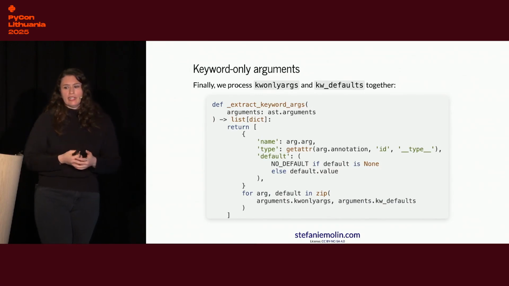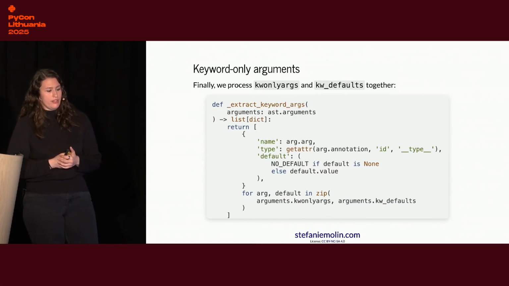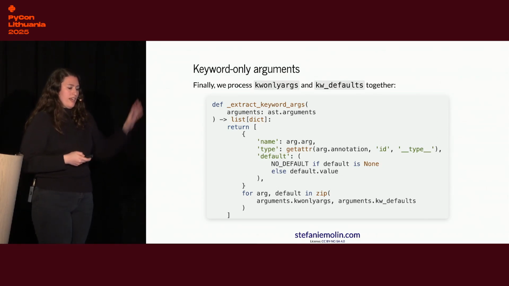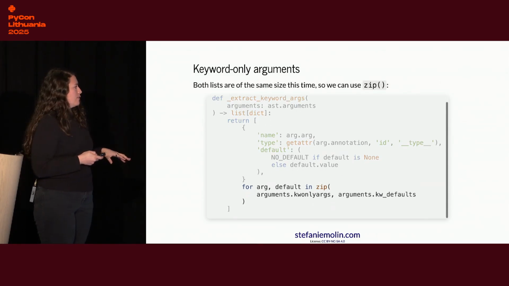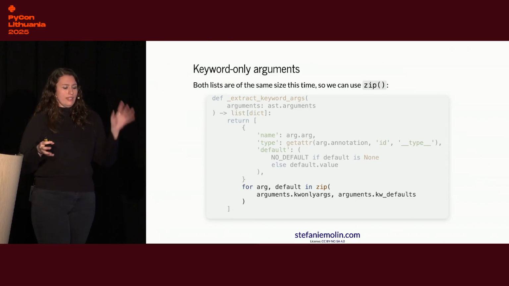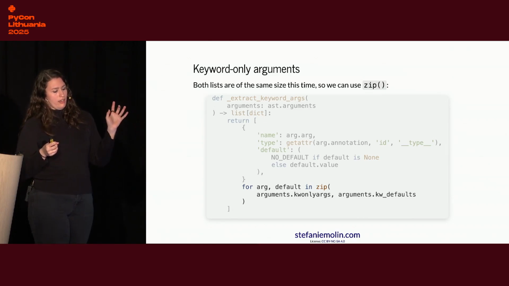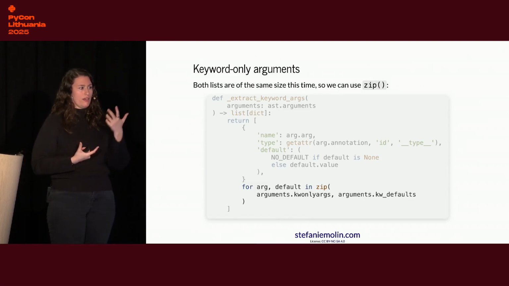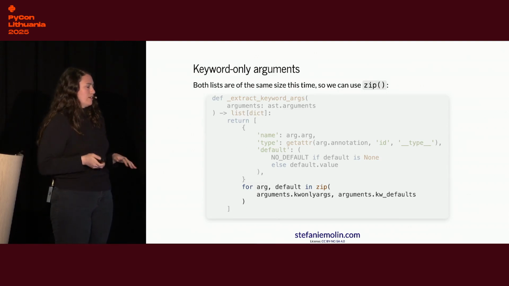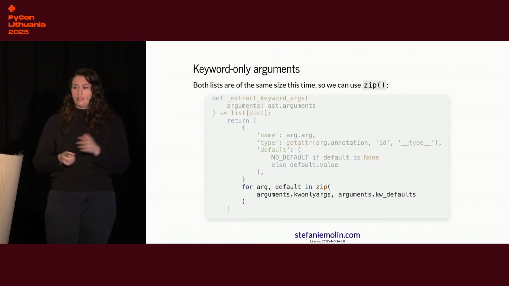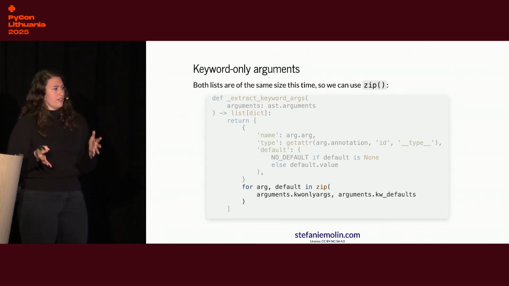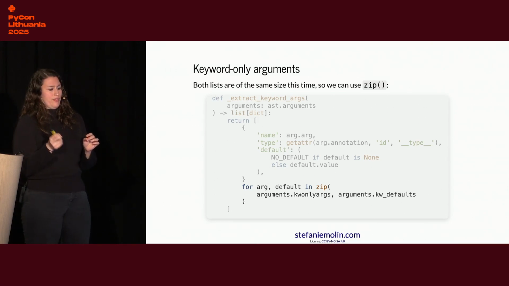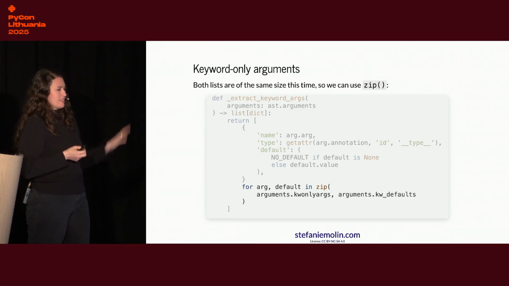So the final group that we need to process are the keyword-only arguments. So KW-only args, and then KW defaults. This is now going to be much simpler than the other ones, right? For here, we know that the KW-only args list is going to be the exact same size as the KW defaults list. So we don't have to do anything fancy with zip longest and fill values. We can simply zip those 2 values together. At each iteration, we're going to have the AST arg node and then its default value. And remember that if it is none, that means that there is no default.